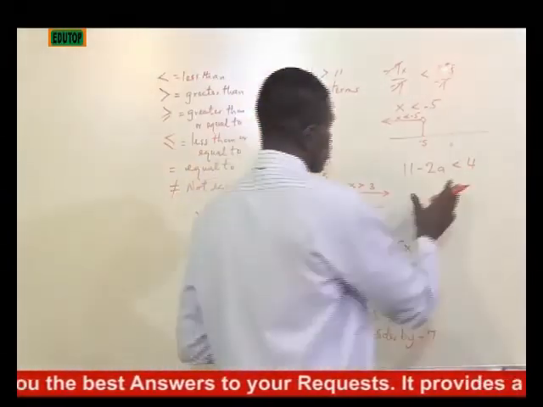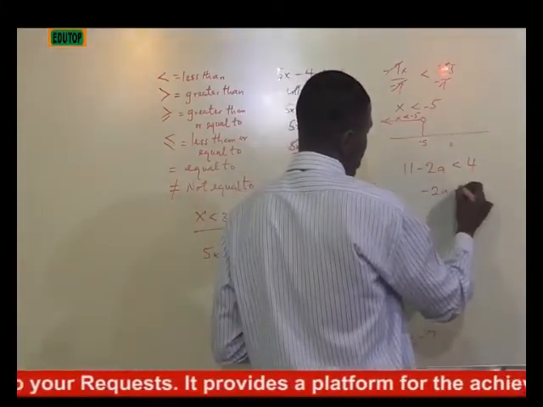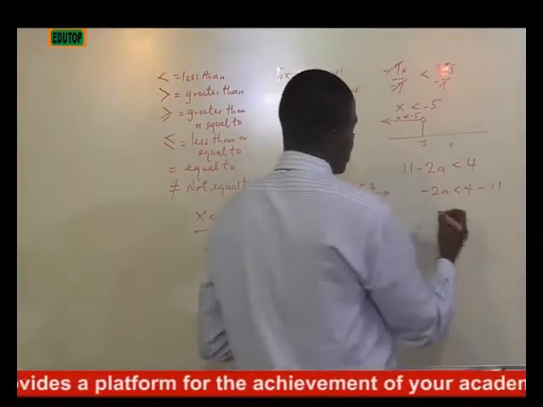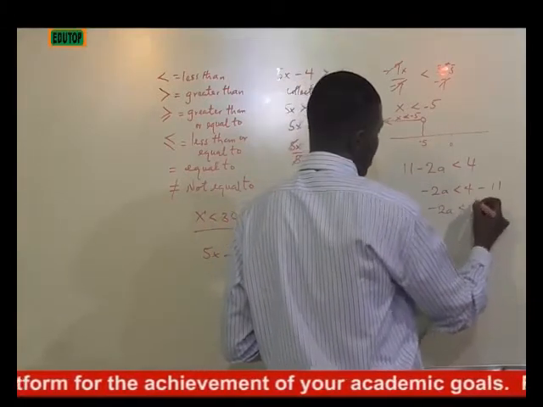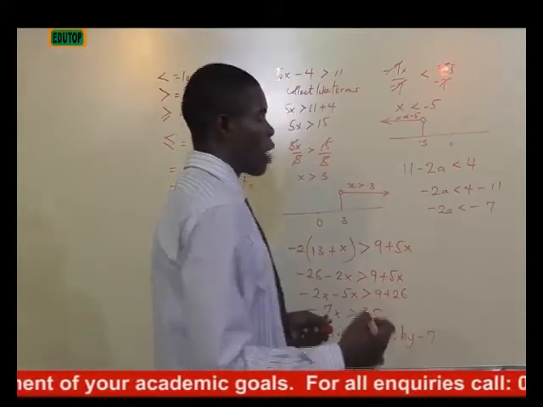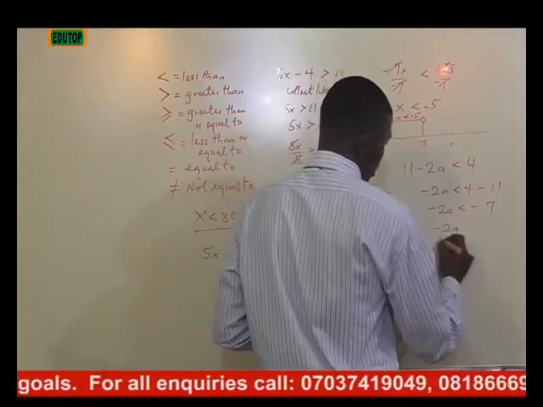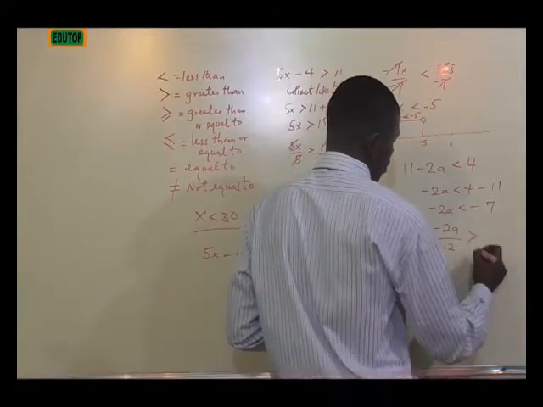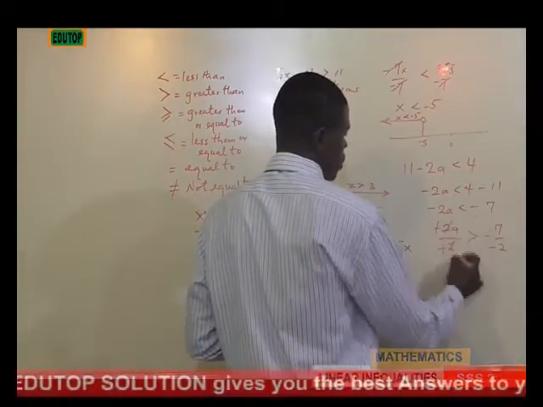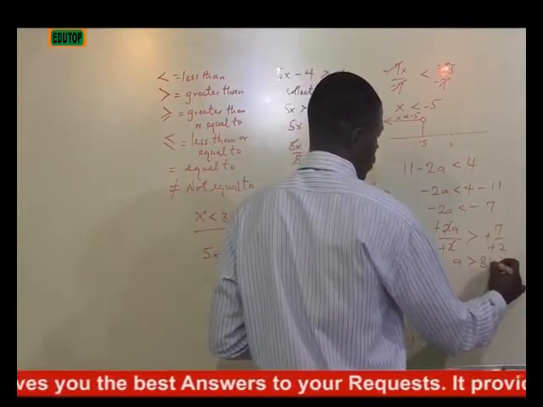So here, we resolve this by collecting like terms. Then this one comes together like minus 2A less than 4 minus 11. Then here we have minus 2A less than minus 7. So we divide both sides by minus 2, and when we divide this, the less than sign becomes greater than sign. You have minus 2A divided by minus 2. So this minus cancels this, minus 2 cancels this. You have this. This cancels this. So you have 3 whole number 1 over 2.